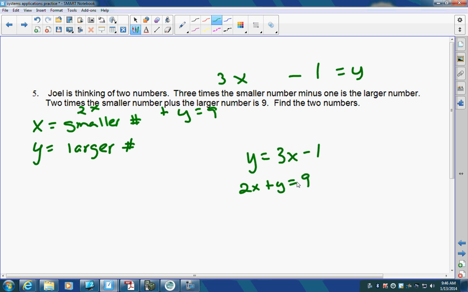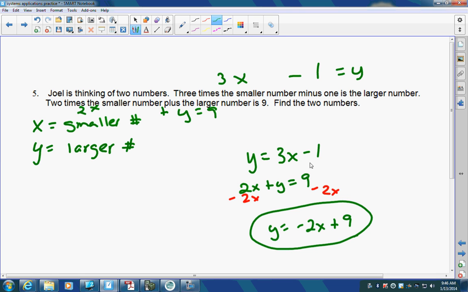Now, I could do substitution on this one, or let me show you. This one down here is really easy. Why don't we solve that for y? Subtract 2x from each side. Get y equals negative 2x plus 9. Let's put this one and this one in our calculator and find our answer. Let's do that now.